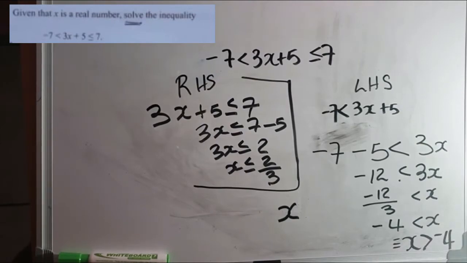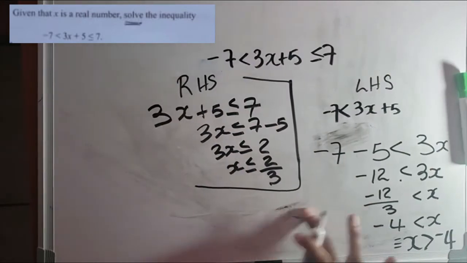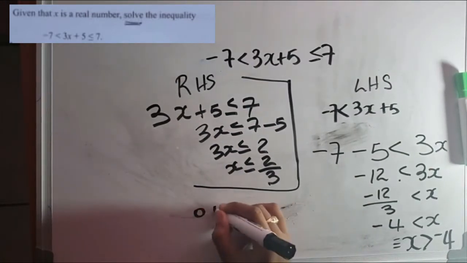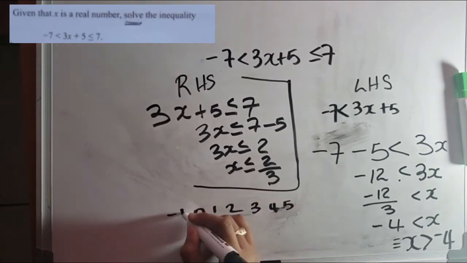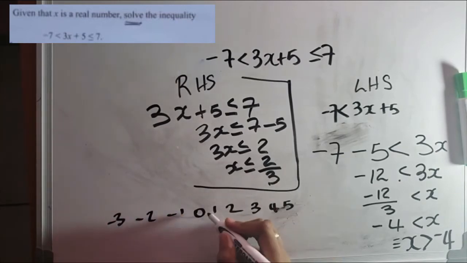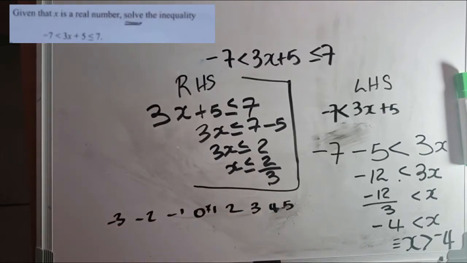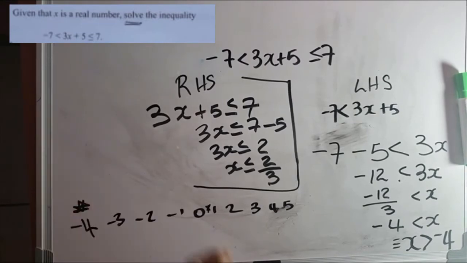So if we remember a number line, I'm going to put both of these on a number line before we write the final answer. So we have 0, 1, 2, 3, 4, 5, negative 1, negative 2, negative 3. So 2 over 3 would fall somewhere here. Alright? And negative 4 would be right here.